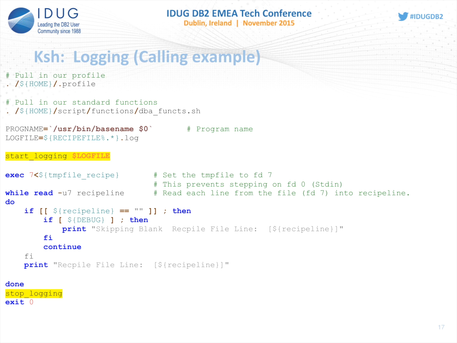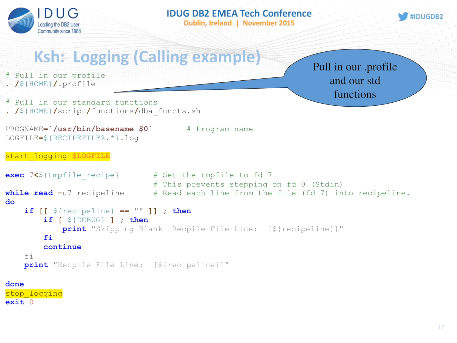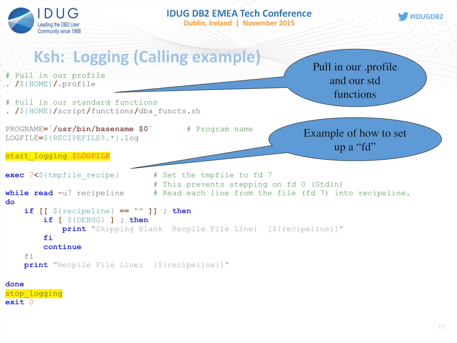Another cool Korn shell trick, this is how you read from a file into the equivalent of a file descriptor. So I'm saying read from that recipe file into 7. And if you want to read from more than one file at a time, that's how you do it. I think that's the equivalent of a file descriptor.